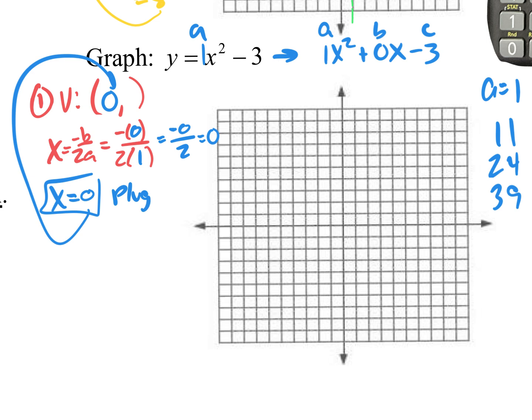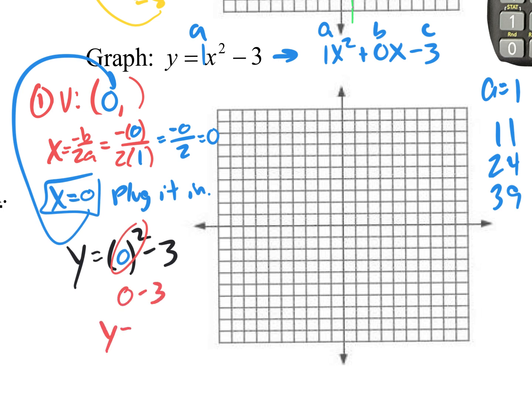You plug it in. So you're going to rewrite your equation, y equals x squared minus 3, and when you plug in that 0, when you do the math, 0 squared is 0, and 0 minus 3 is -3, so y equals -3. So we just found the vertex y value. So let's all go to the location 0, -3, and put a dot right there. That's 0, -3. Now that's the most important point.